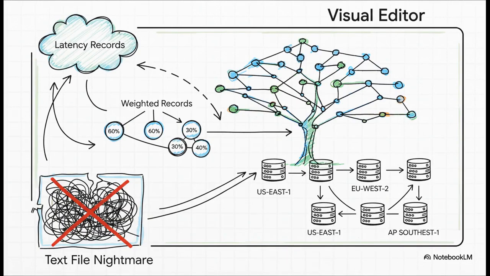Okay, just picture this for a second. Imagine you're trying to configure latency records that point to weighted records, which then route traffic to servers in totally different regions. If you're looking at that in a text file or a giant spreadsheet, it's just a recipe for confusion, right? But with the visual editor, that whole mess becomes a clean, logical tree. It's something that anyone on your team can look at and immediately understand.